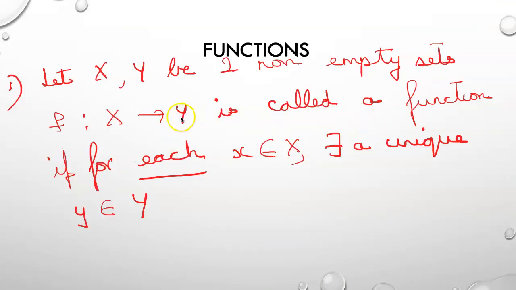Coming to functions, if X and Y are two non-empty sets, f from X to Y is called a function if for each x belonging to X there exists a unique y belonging to Y.